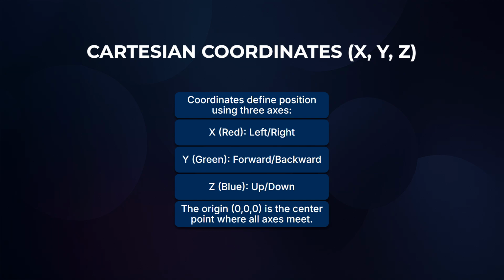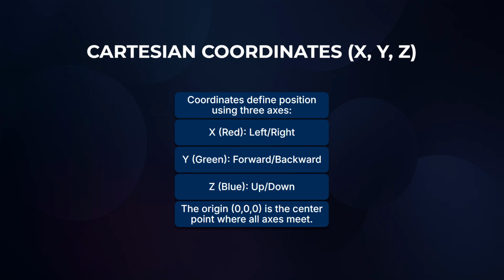Cartesian Coordinates. Every 3D program, Blender, Maya, or Unreal, is built on something called the Cartesian Coordinate System. It's like a 3D version of the graph paper you used in school. The system has three axes: left to right, usually shown in red, which is X, front to back, usually in green, which is Y, up and down, usually blue in color, which is Z.